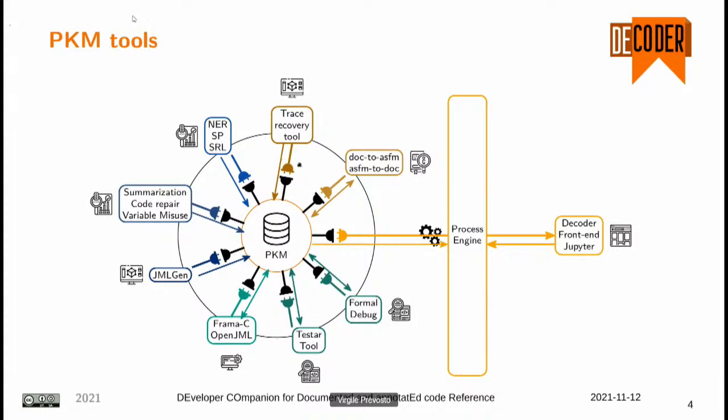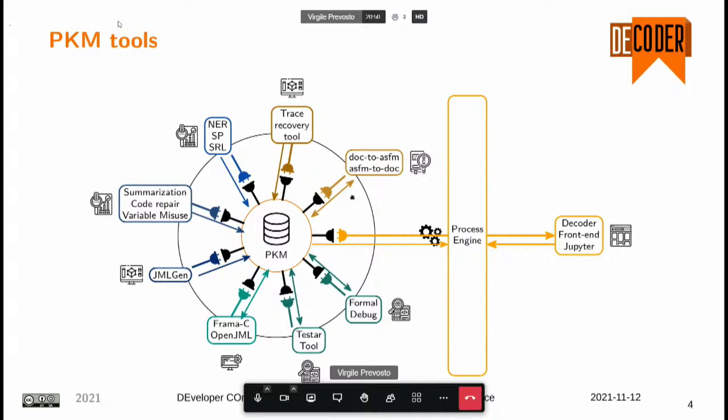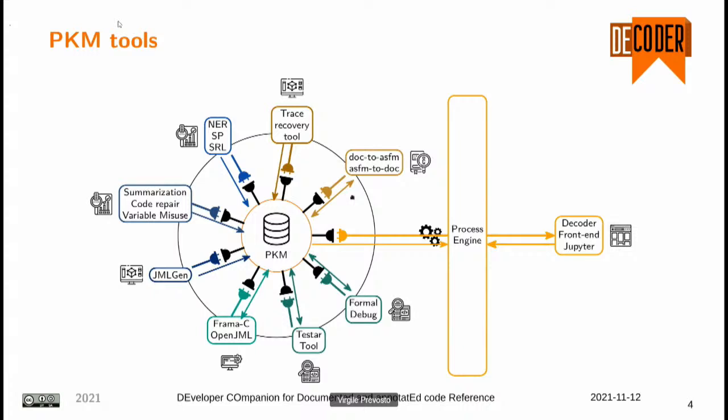Finally, for the documentation, we have trace recovery tools to trace the links between the code and the high-level requirements, and tools to either generate documentation from semi-formal specifications or the reverse. So these tools can be used directly. You can interact directly with them, but it's also possible to use a process engine which will guide the users through some methodological steps that have been devised within Decoder. And it's possible to access the process engine from high-level front-ends, one which is web-based and one which is based on Jupyter notebooks.